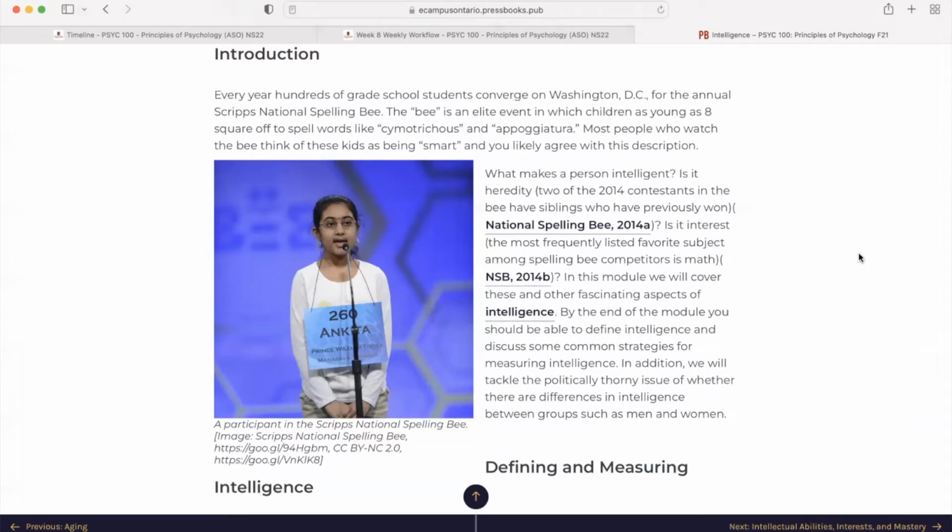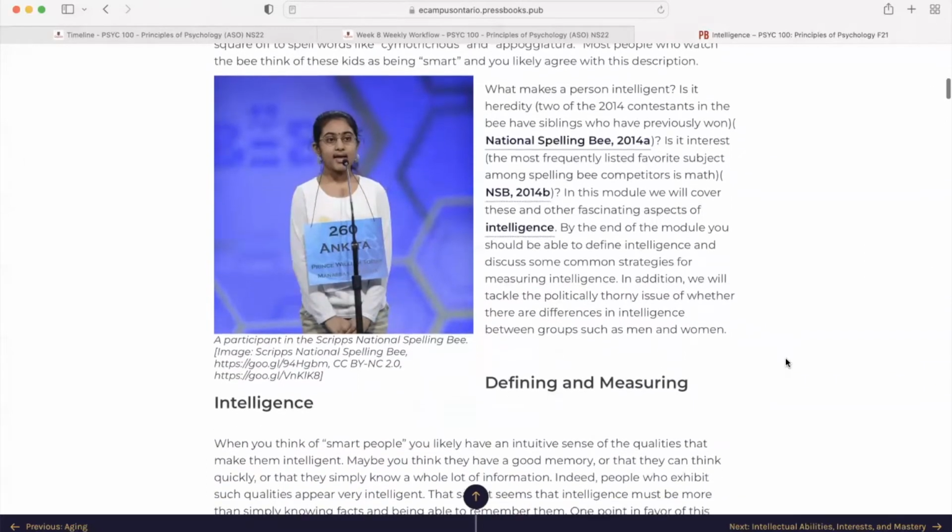What makes a person intelligent? Is it hereditary? 2 of the 2014 contestants in the Bee have siblings who have previously won. Is it interest? The most frequently listed favorite subject among spelling bee competitors is math. In this module, we will cover these and other fascinating aspects of intelligence. By the end of the module, you should be able to define intelligence and discuss some common strategies for measuring intelligence. In addition, we will tackle the politically thorny issue of whether there are differences in intelligence between groups, such as men and women.